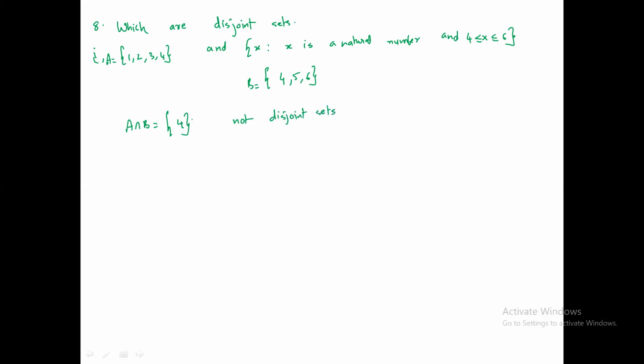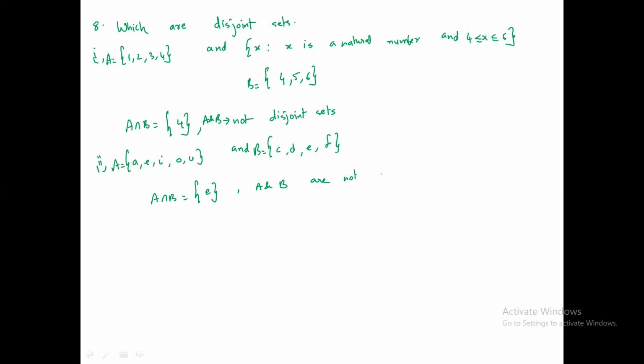A and B are not disjoint sets. Second one, the set a, e, i, o, u and c, d, e, f. If you name this as A and this as B, A intersection B, the common is just e. So here also A and B are not disjoint sets because you are having common elements.